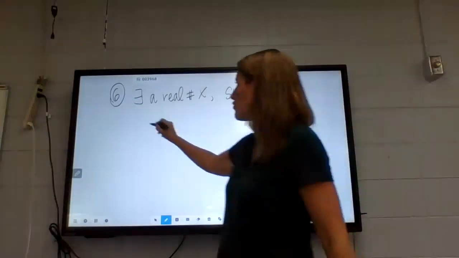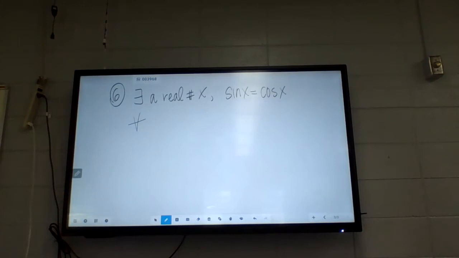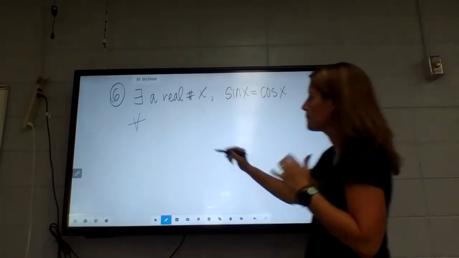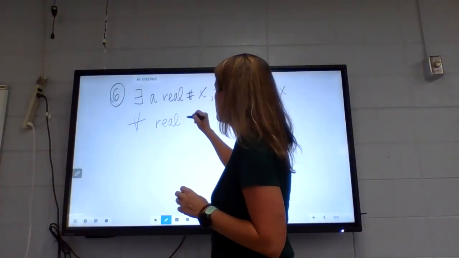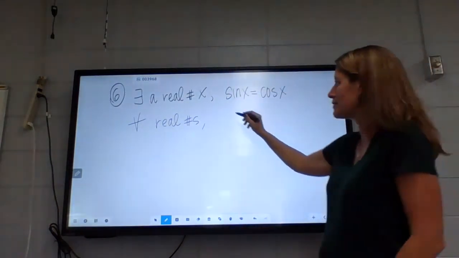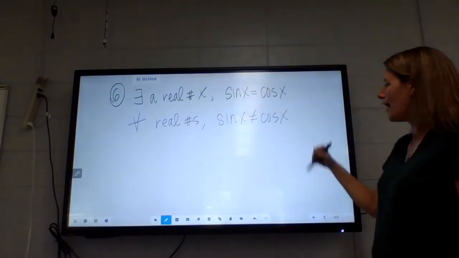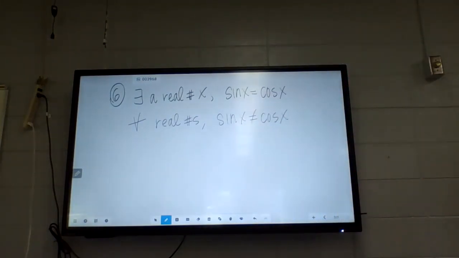But remember, when they have there exists, we switch that for all. So for all real numbers, we basically just want to flip this. So not equals. So don't let this freak you out too much.